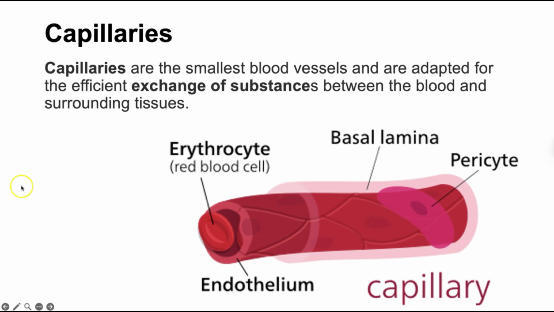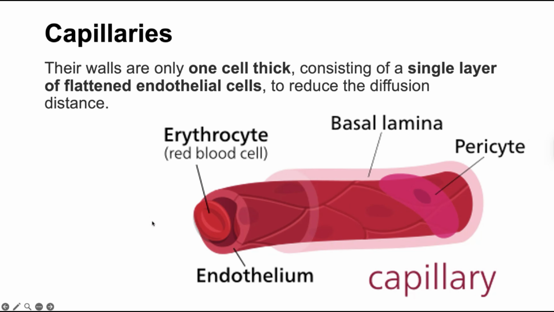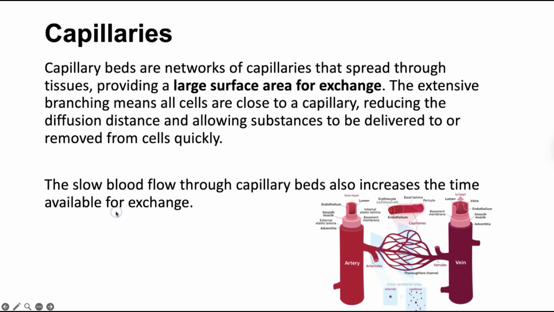Capillaries then. These are the smallest of the blood vessels and adapted for efficient gas exchange or other exchange of substances between the blood and surrounding tissues. Some of the adaptations are, first of all, a very narrow diameter, which means only one red blood cell can fit through at a time. That slows down the flow of blood, which is good because that means there's more time for exchange, for example, gas exchange. The walls are also only one cell thick, consisting of a single layer of flattened endothelial cells, and that reduces the diffusion distance.